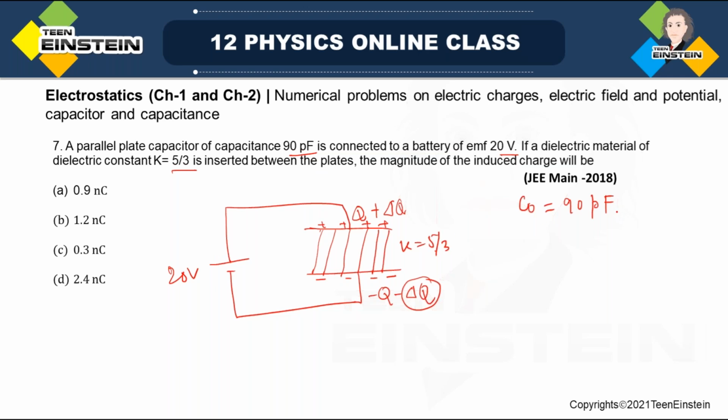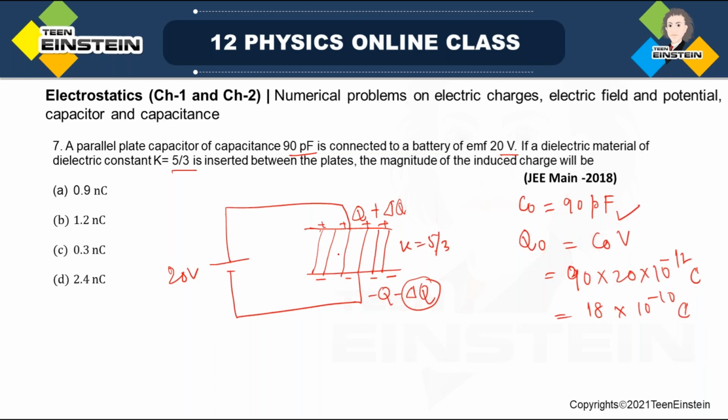We know when the air was there what the capacitance is. Now we can find out the initial charge, which may be Q0. So we can do C into V, that is C0 into V. V is 20 volt in this case. So 90 into 20 into 10 to the power minus 12, since picofarad means 10 to the power minus 12, in coulomb. So this was 18 into 10 to the power minus 10 coulomb. It was the initial charge.